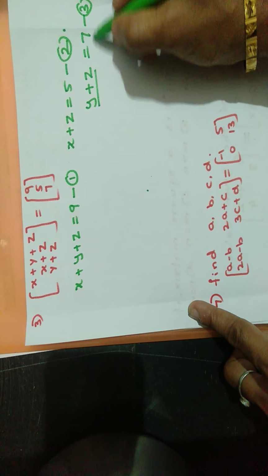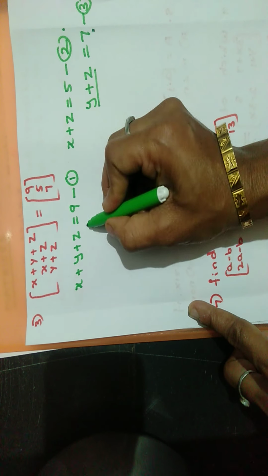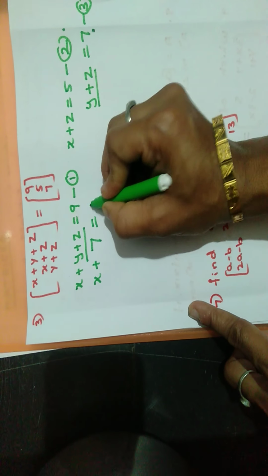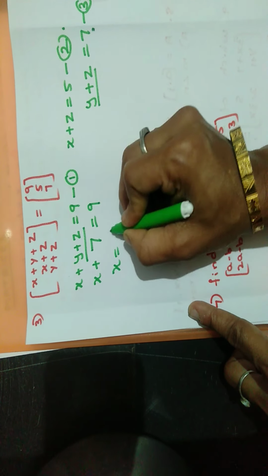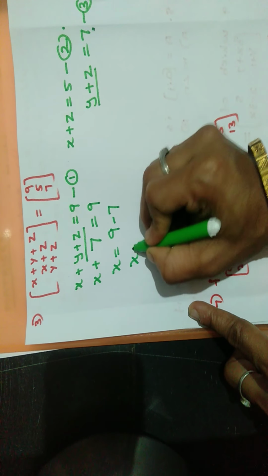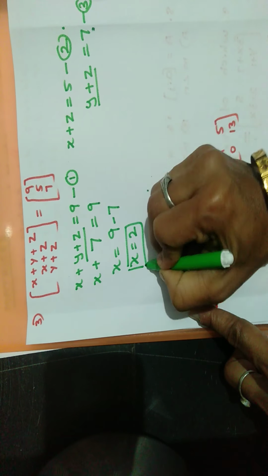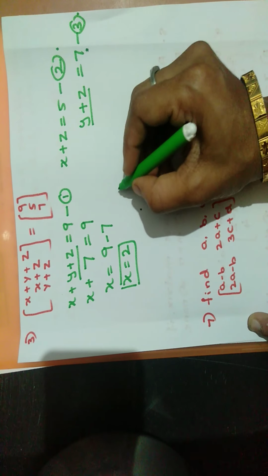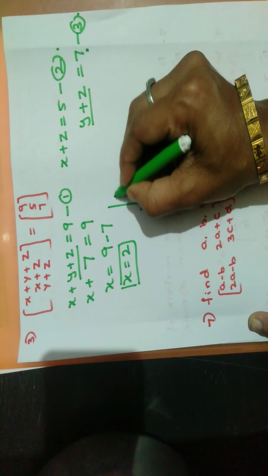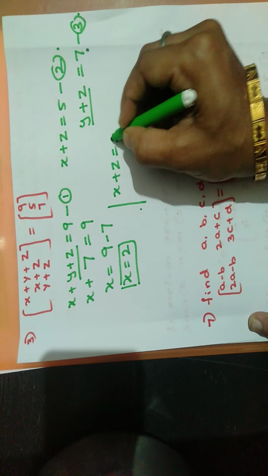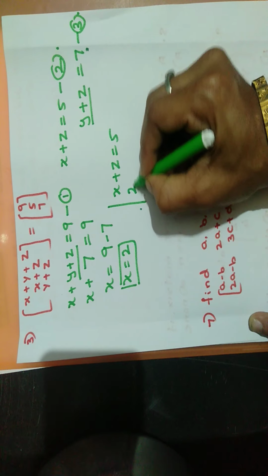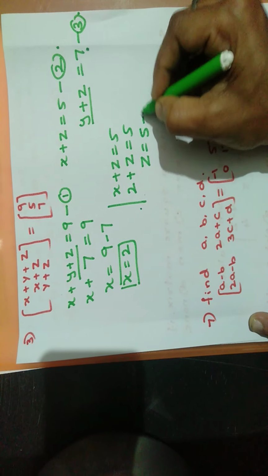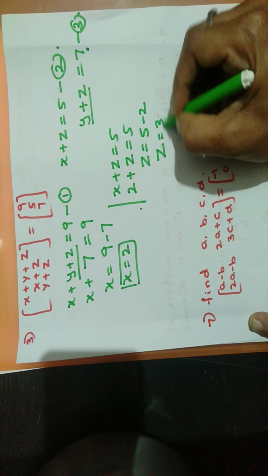Here y plus z is equal to 7 is there. Using equation 1, x plus y plus z is equal to 9, that is x plus 7 is equal to 9. x is equal to 9 minus 7. x is equal to, we are getting 2. x is equal to 2. Substituting in this equation, that is using equation 2, x plus z is equal to 5. Substituting x is equal to 2, that is 2 plus z is equal to 5. z is equal to 5 minus 2. So z is equal to, we are getting 3.